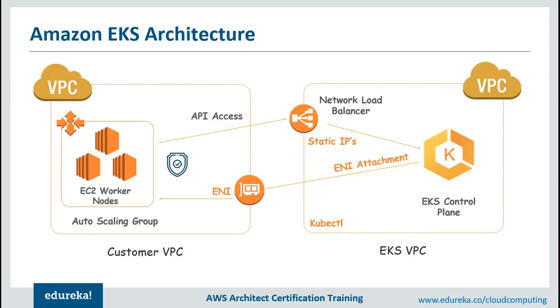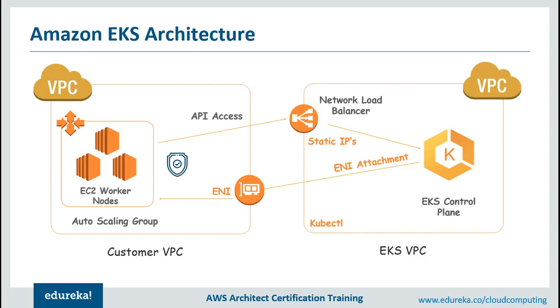So guys, as you know, Amazon EKS is a fully managed service where you can deploy, manage, and scale different types of containers using Kubernetes on AWS. And this EKS service runs control plane across multiple availability zones. So as you can see, I have my EKS control plane here in EKS VPC, and on the other side, I have worker nodes running on my VPC.